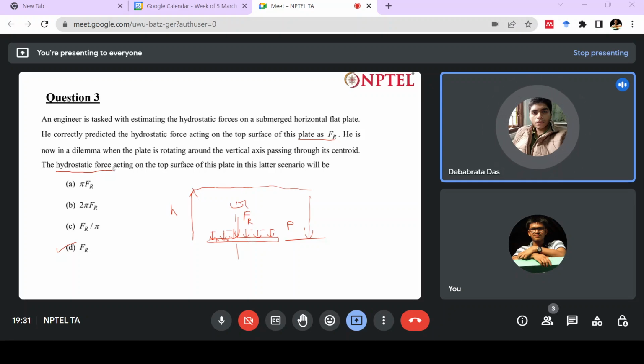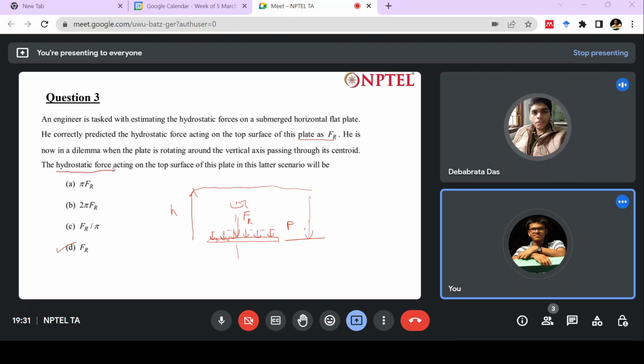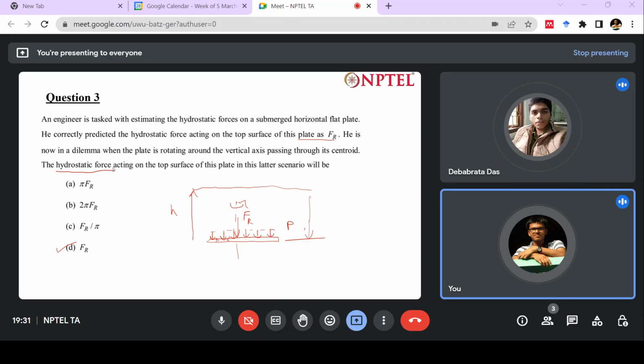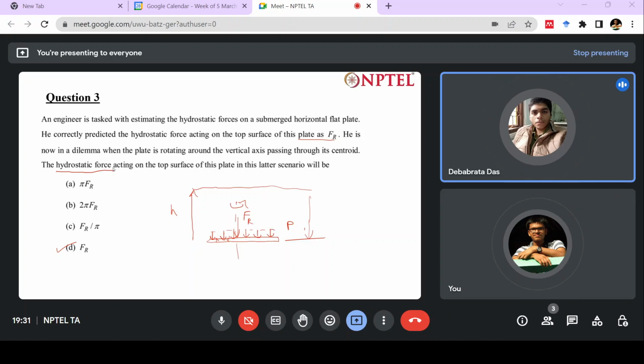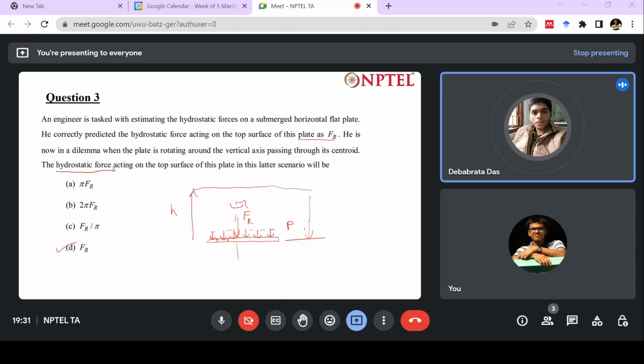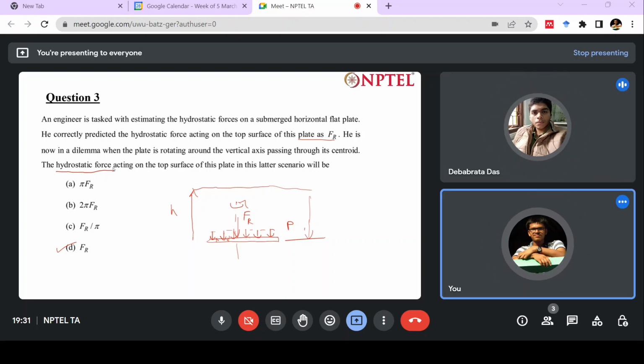But sir, the plate is not moving, it is at a constant place. But it is rotating, right? Yes, yes, rotating. So you are on the correct path. Since the plate is not moving, its centroid is not changing its position. It is just rotating at its own place.